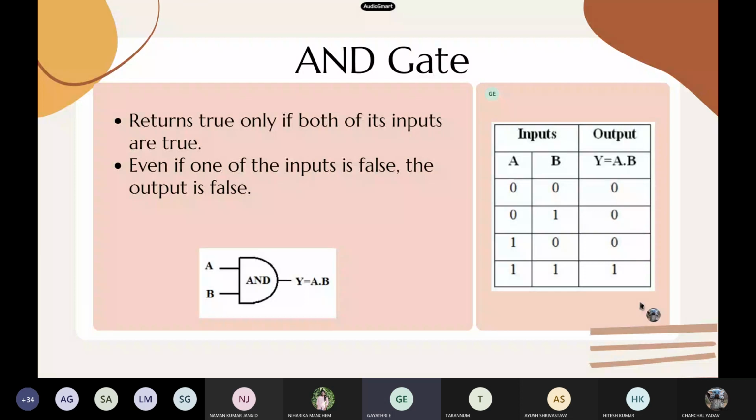AND gate. The first gate we are looking at is the AND gate. It gives a high output only when both its first and second input is high. This applies to the n input AND gates also, which means that all the inputs need to be high for this gate to give us a high output. Even if one of the inputs is not high, we get the output as low.